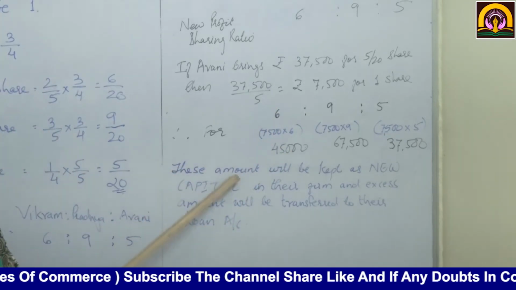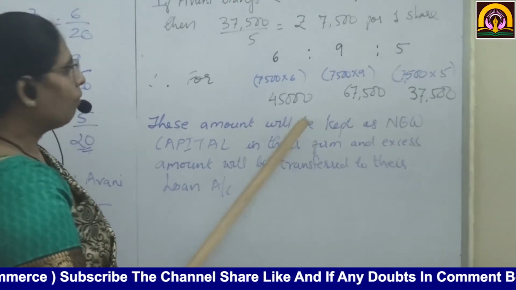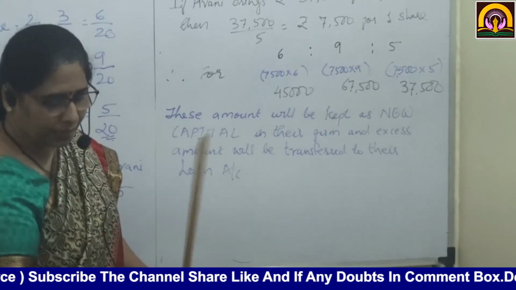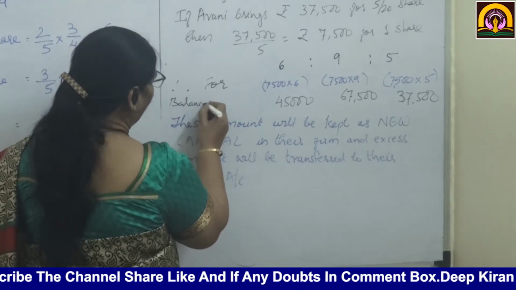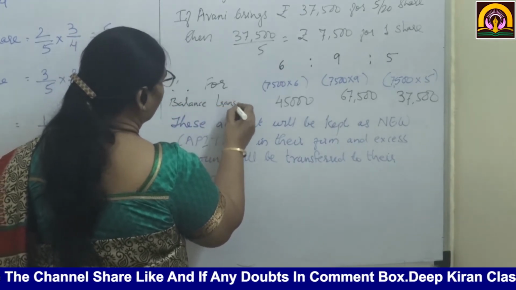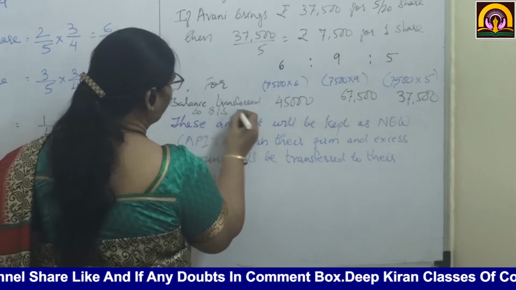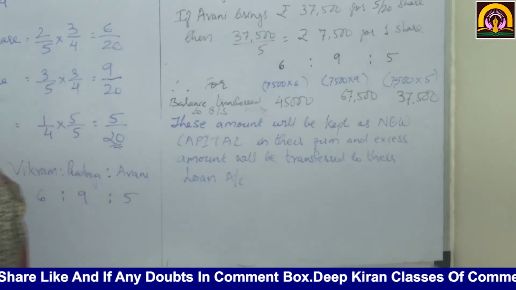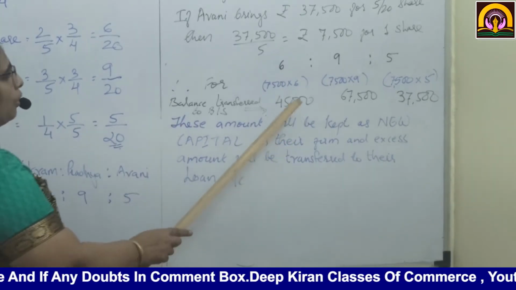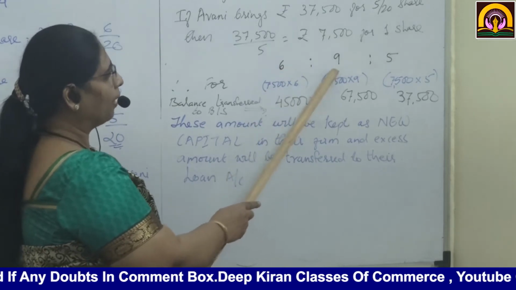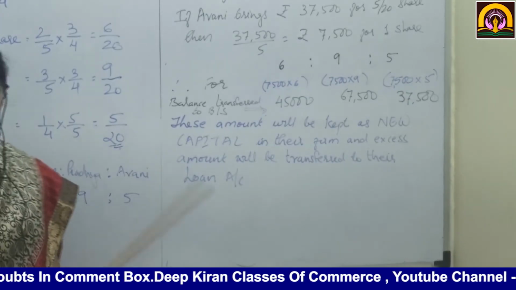Now, these amounts will be kept as new capital in their firm. These will be the balances, okay? These will be balances transferred to the balance sheet. In the new balance sheet, these will be the new balances shown as capital of Vikram, Pradnya and Avni. I hope this working is complete.